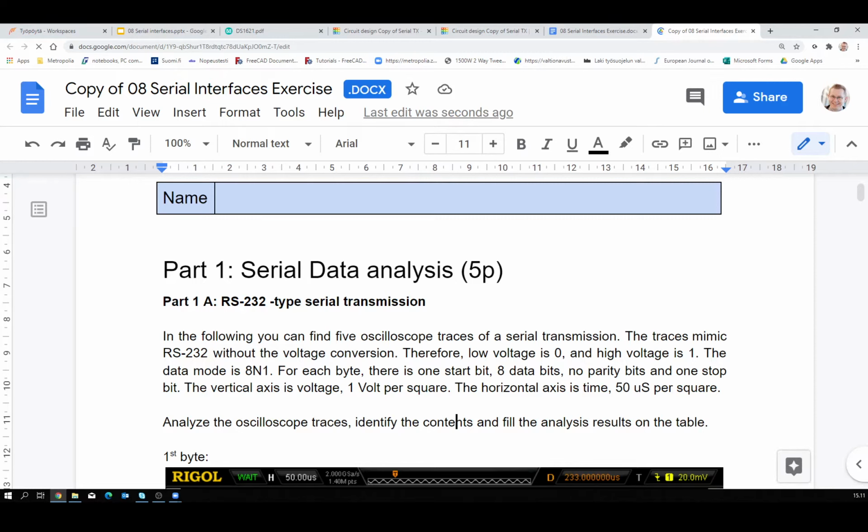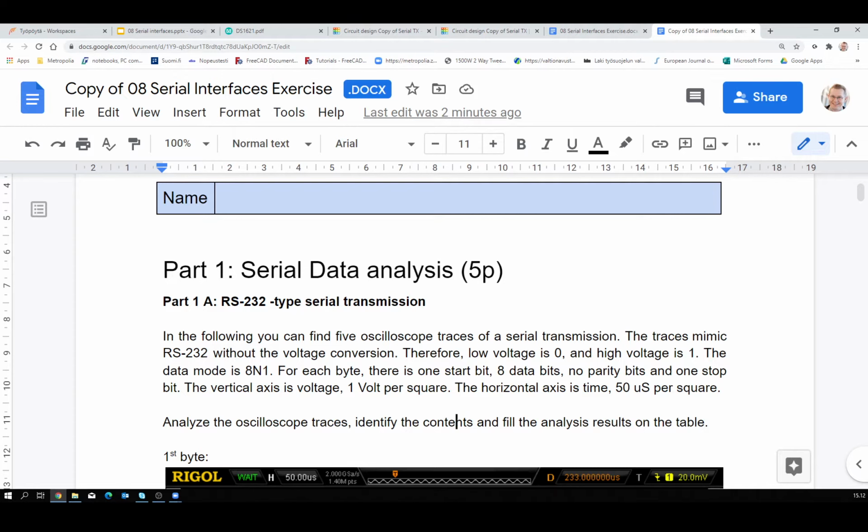The following are 5 different oscilloscope traces of serial transmission. Those traces are actually RS-232 without the voltage conversion, so low voltage is 0 and high voltage is 1. The data mode is 8 bits, no parity, 1 stop bit. So each byte has one start bit, 8 data bits, no extra parity bit, and 1 stop bit.